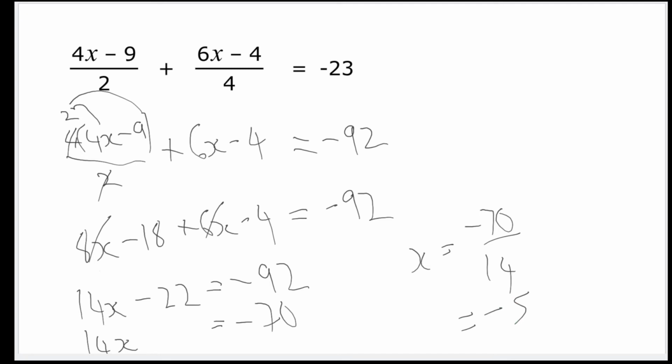You could substitute that into both sides to check that it's correct. So 4 times minus 5 is minus 20. Minus 9 over 2. Plus 6 times minus 5 is minus 30. Minus 4 over 4. You could put that in your calculator and check that it's equal to minus 23.